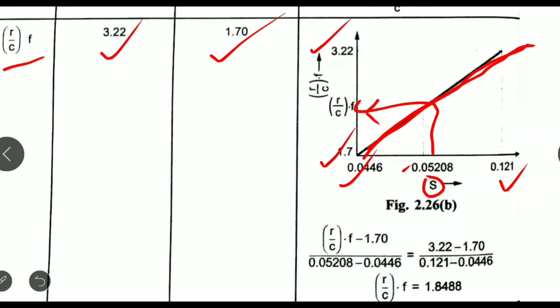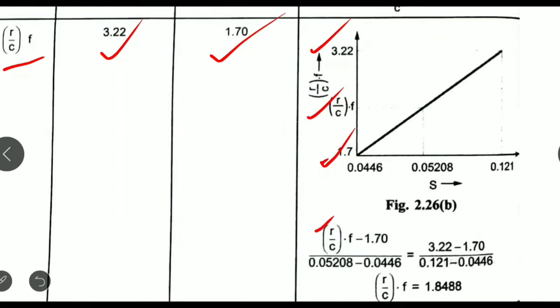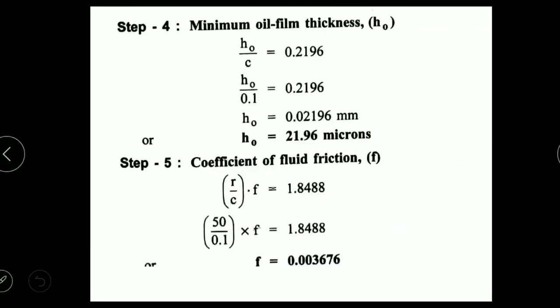So see here, again I'll make the interpolation. (R by C)F minus 1.7, divided by, on the x-axis, 0.052808 minus 0.04, is equal to 3.32 minus 1.7 divided by 0.121 minus 0.0446. Clear? The unknown is R by C into F. So I'll get R by C into F as 1.84. They are interested in friction, so I'll go for friction directly.